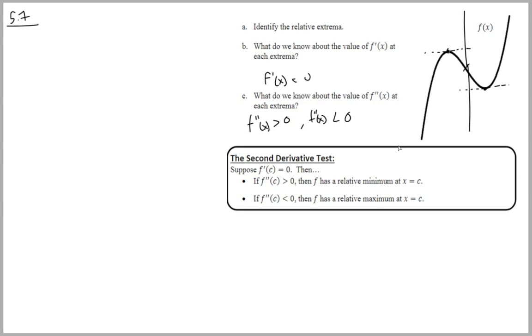What does this truly mean, though? It's kind of complicated to understand. If the first derivative is 0, but it's concave down, then this is a relative max, and if it's concave up, this would be a relative min. It's pretty easy to understand.